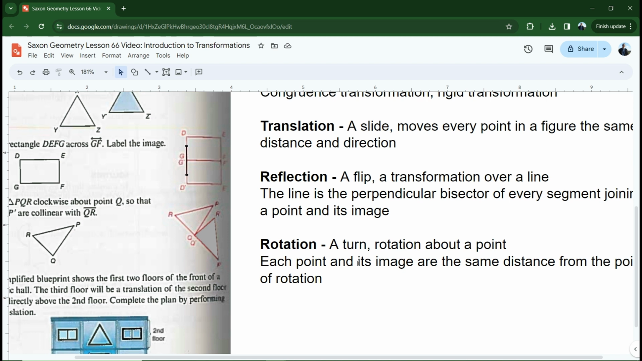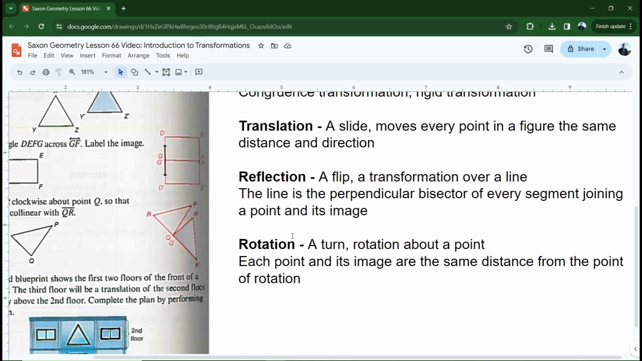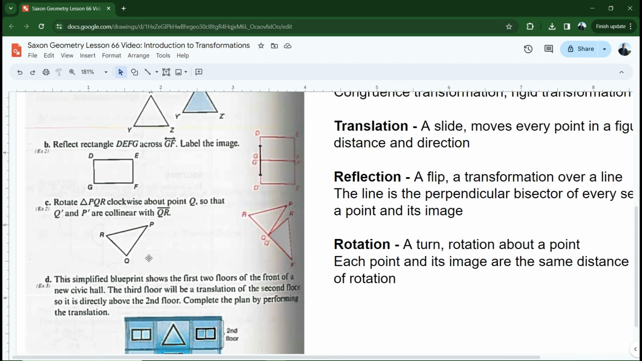each point and the image of that point, the prime, are the same distance from the point of rotation. That happens because when I rotate things, the points are just moving in circles. So as I rotate this around, if I tracked where R moved from here to here, it would move through an arc of a circle. And then P moves through a different arc of a different circle, but it's moving through an arc of a circle. And where's the center of that circle? Why, it's at the center of rotation. So R is staying the same distance away, and P is staying the same distance away.